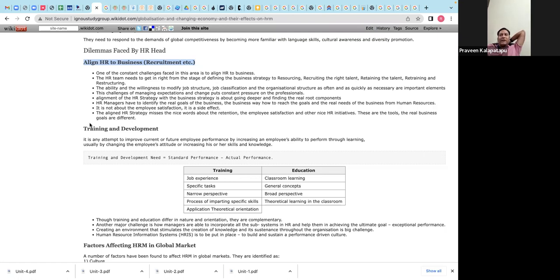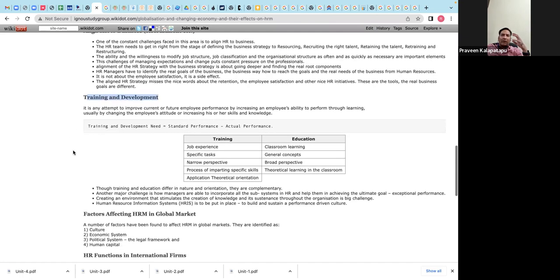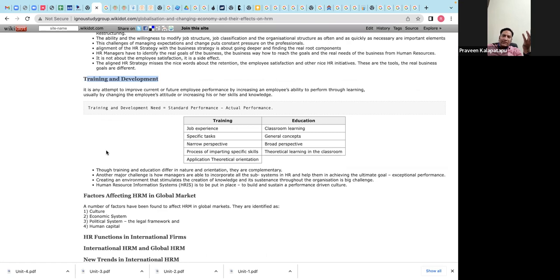Next we are going into training and development. First, you need to understand the need for training. The need for training really depends, especially when we are talking about performance training, on what the standard performance is and what the current performance is. If the standard performance is more than the actual performance, that means there is a training need, right?